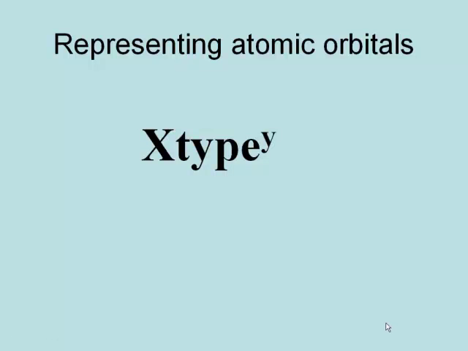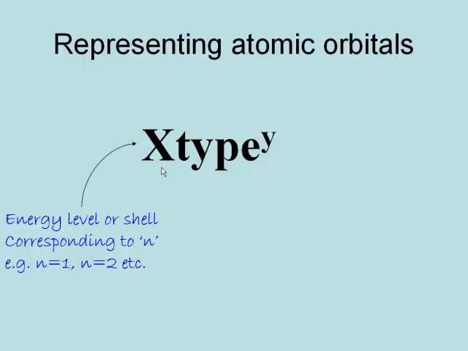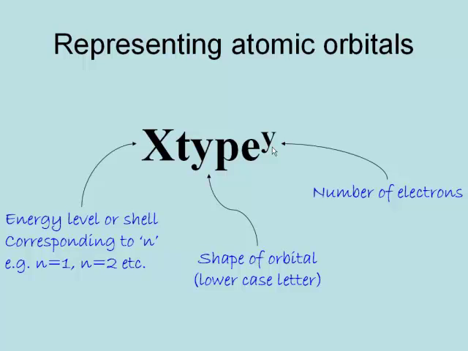The atomic orbitals are named as follows, where X is the energy level or shell corresponding to the principal quantum number n. So we can have an n equal 1 shell, n equal 2 shell, and so on. Type is a lowercase letter denoting the shape of the orbital, and Y is the number of electrons in that orbital.